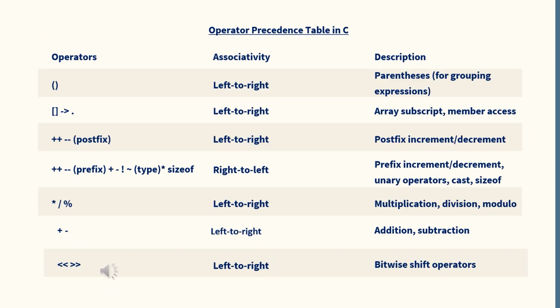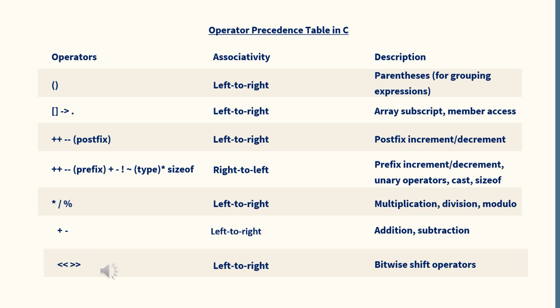This table gives us a general overview of operator precedence in C, organized from highest to lowest. At the top of the precedence hierarchy are the parentheses, which are used for grouping expressions. These are followed by array subscripts and member access operators. Next in line are the postfix operators, such as the increment and decrement operators when they come after a variable. Following these are the prefix operators, other unary operators, typecasts, and the sizeof operator, which are evaluated next.